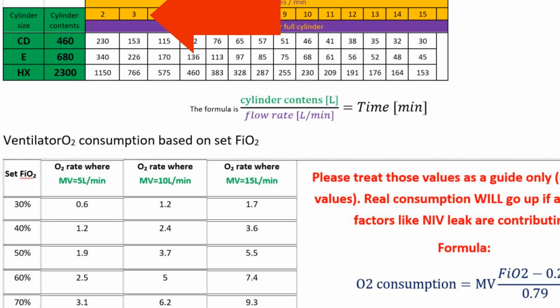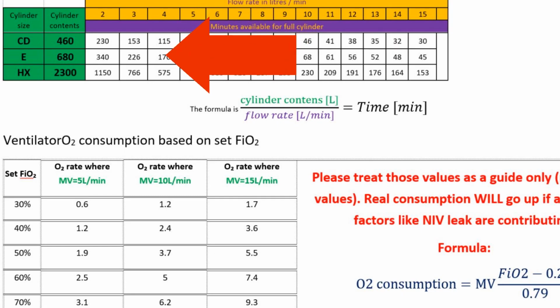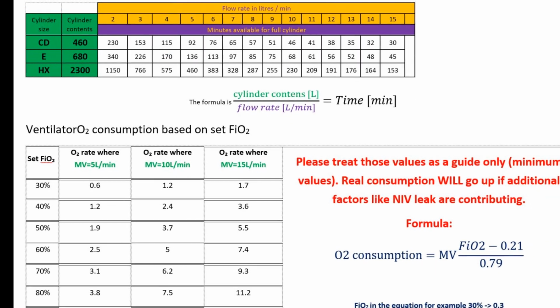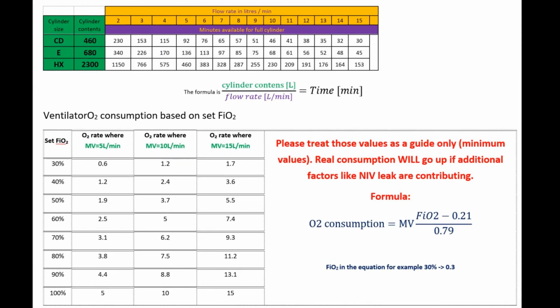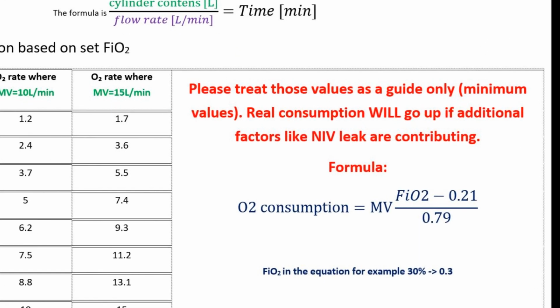Now move to the upper table. There is no 3.1 column, so always round up. Use the 4 liters per minute column. A full CD cylinder gives 115 minutes, so it will not safely cover 2 hours. Choose at least an E cylinder. If the minute volume is higher, move to the next safer column.